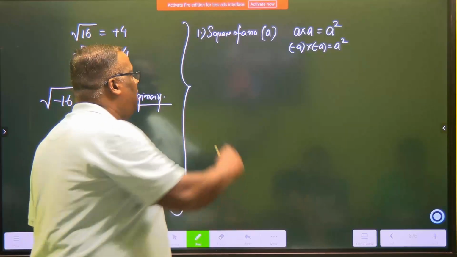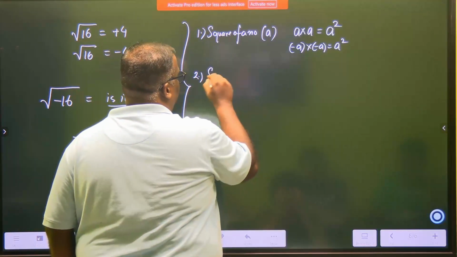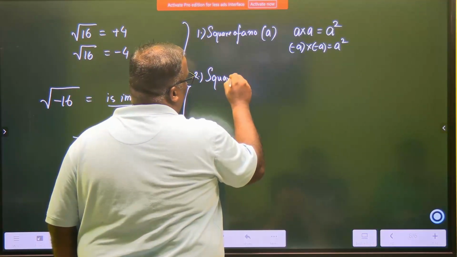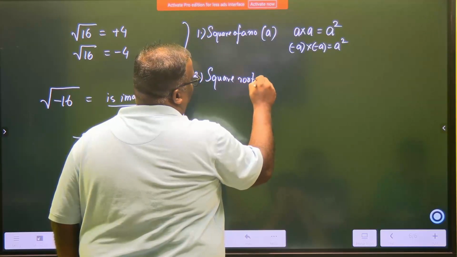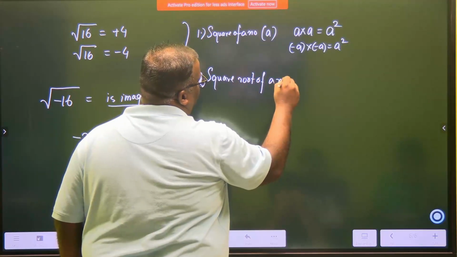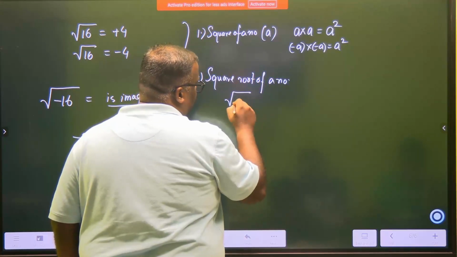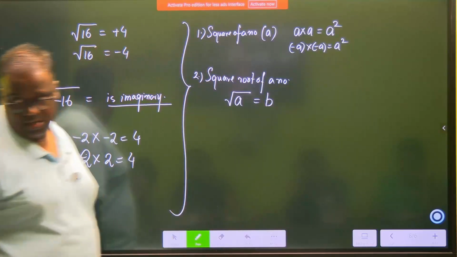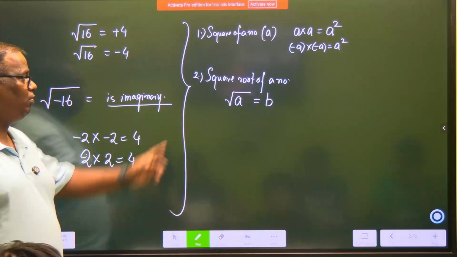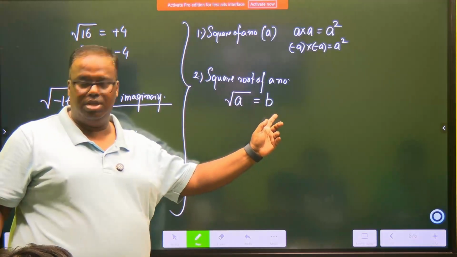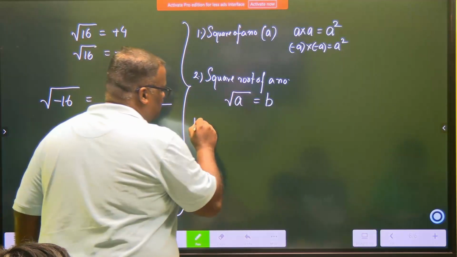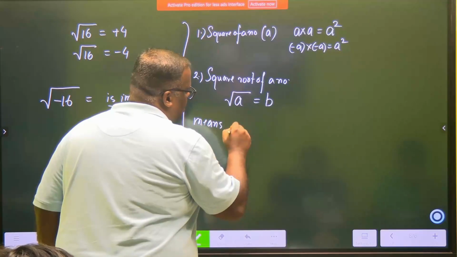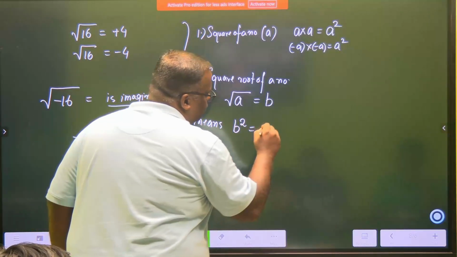No. Okay. Next. What is square root of a number? If the square root of a number A gives me a value B, it means if B was squared, I should have got A.